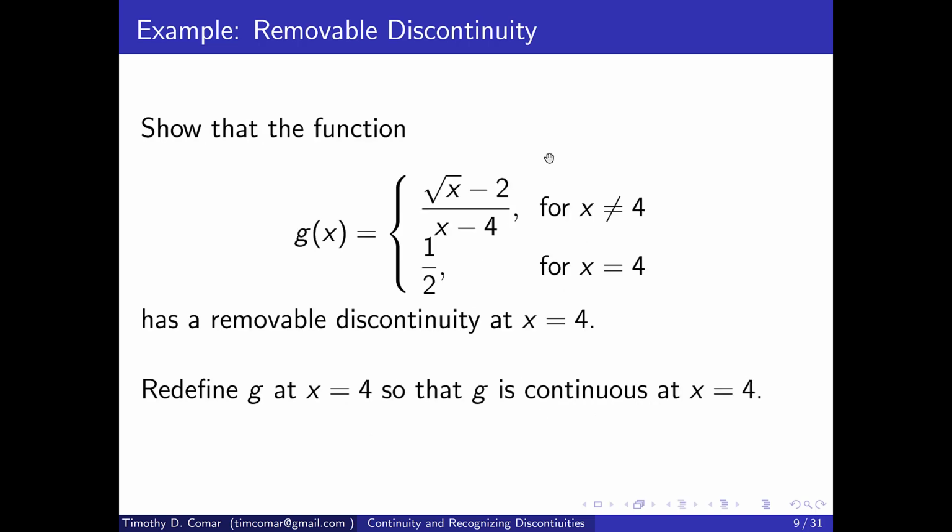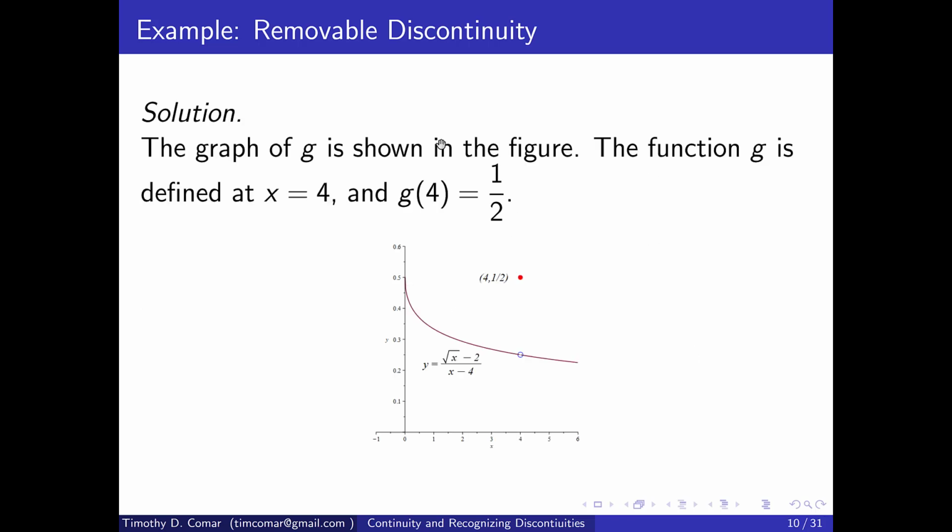Here's another example of a removable discontinuity. Let's show that this function g of x, defined by the square root of x minus 2 over x minus 4, as long as x is not equal to 4, and 1/2 when x equals 4, has a removable discontinuity at x equals 4. And then let's redefine g at x equals 4 so that it's indeed continuous there too. The graph of g is shown in this picture, and the graph is this red curve with that missing point here at 4 and that extra point here at 4, 1/2 to indicate how the function is defined at 4.